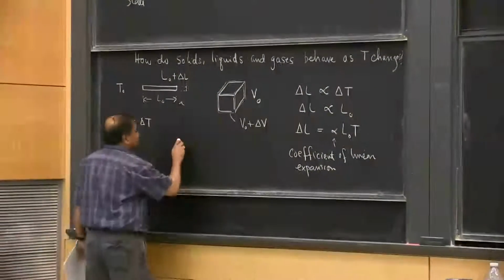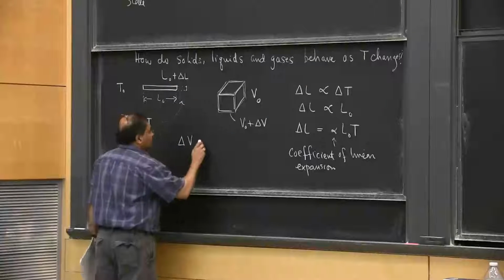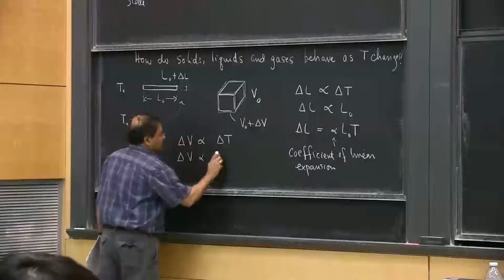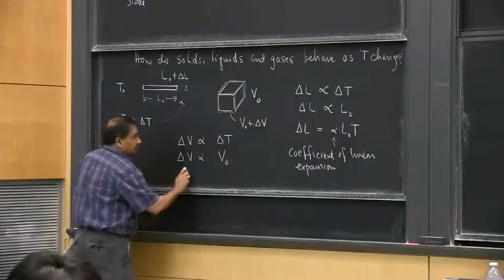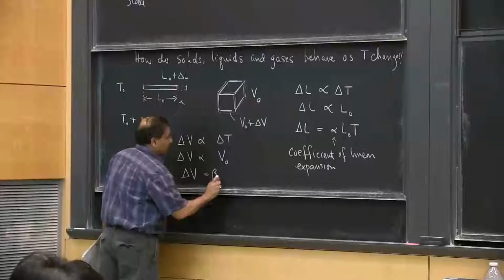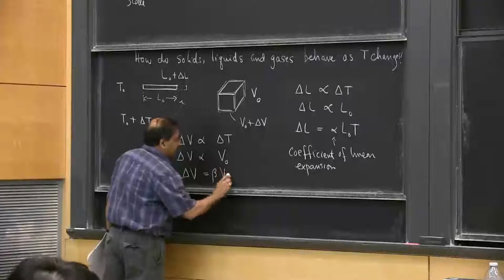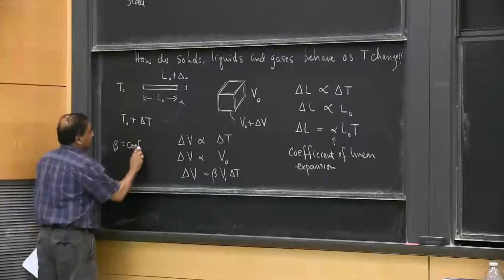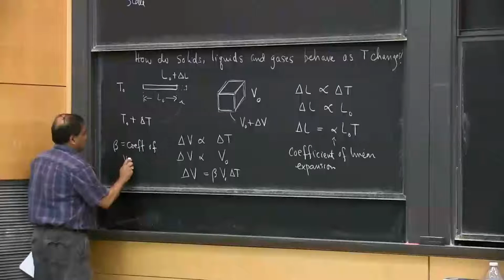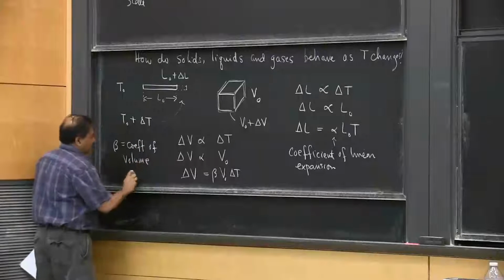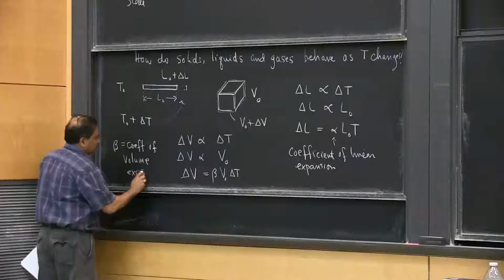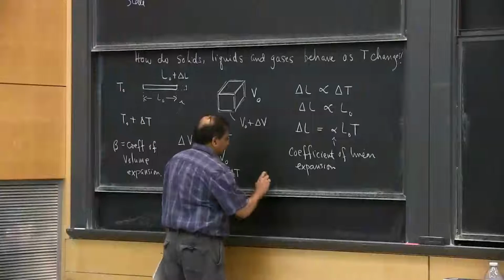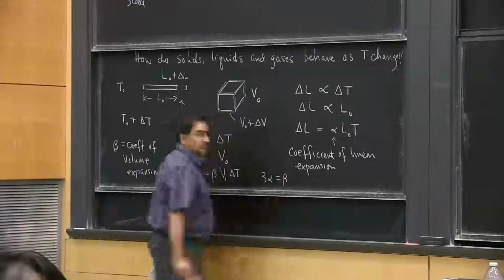In just the same way, delta V, the volume change, also turns out to be proportional to delta T, and delta V also turns out to be proportional to V0. So we can write a similar expression here. Delta V is equal to beta V0 delta T, where beta is what we call the coefficient of volume expansion. And typically you will find that 3 alpha is equal to beta most of the time.